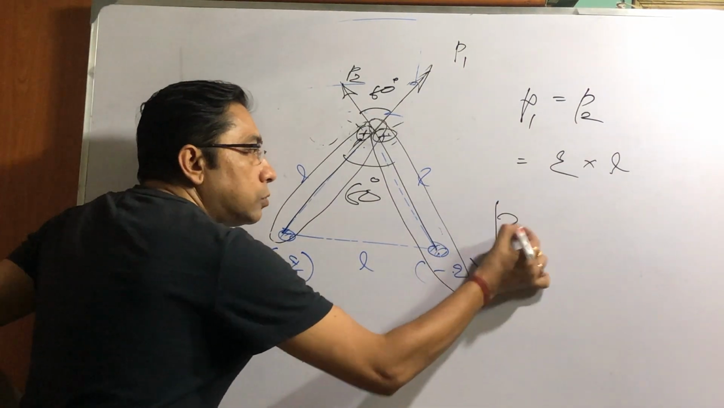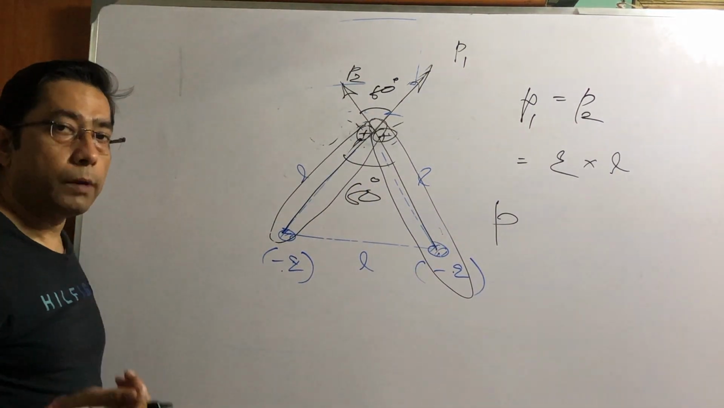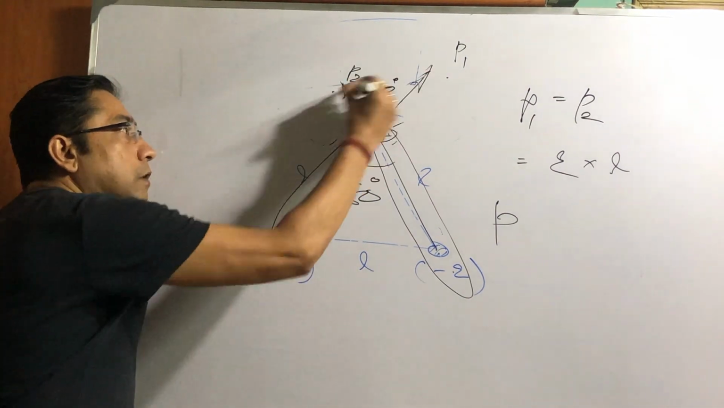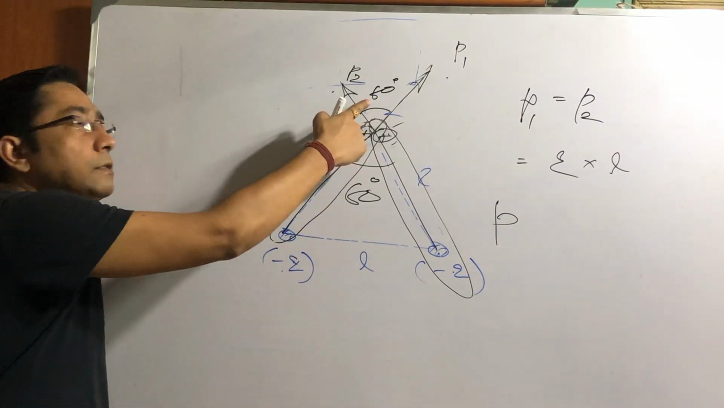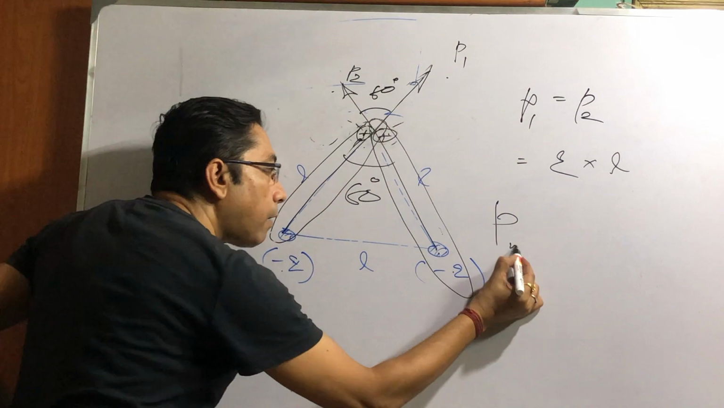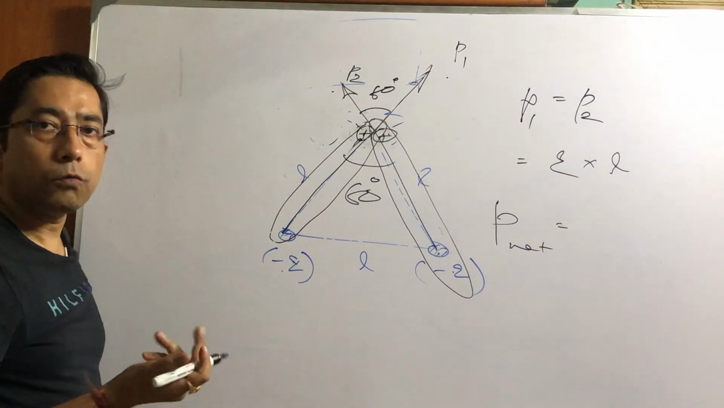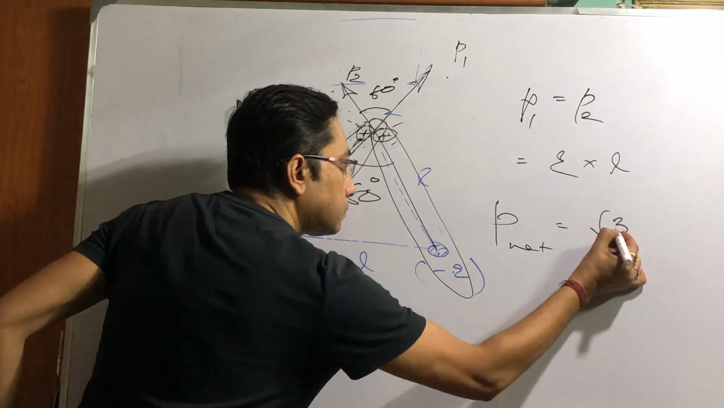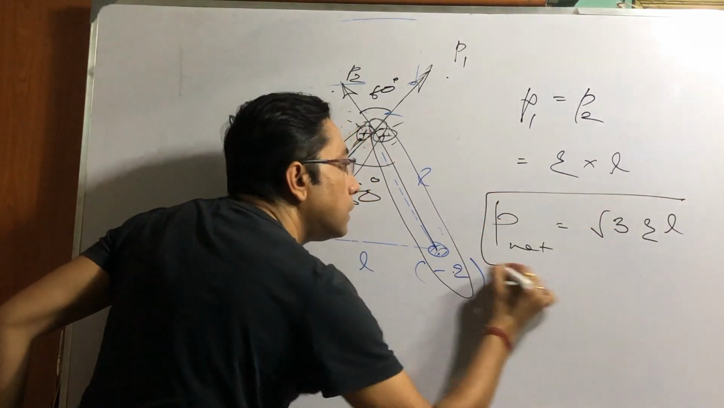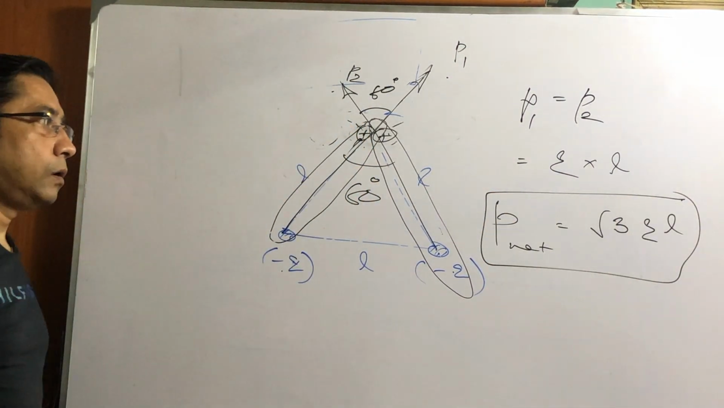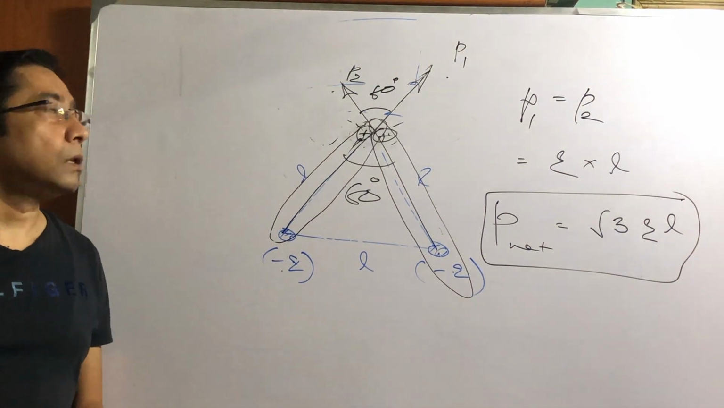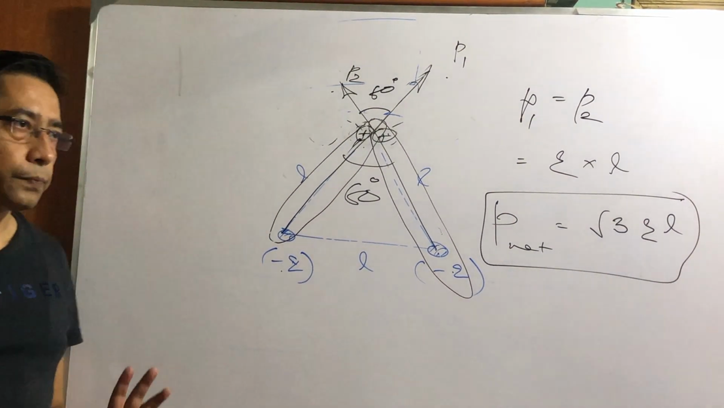And my dear students, do you remember I told you that two vectors of equal magnitude making an angle of 60 degrees will have a resultant root 3 times of any one? So that is the answer, root 3 QL.